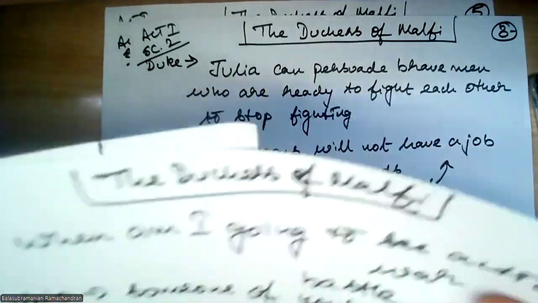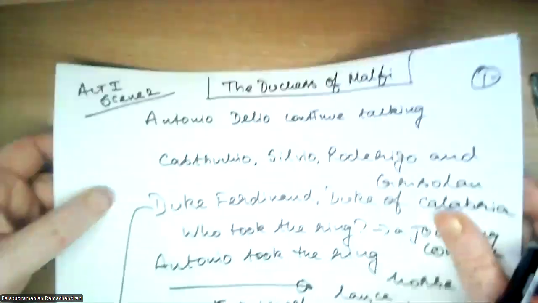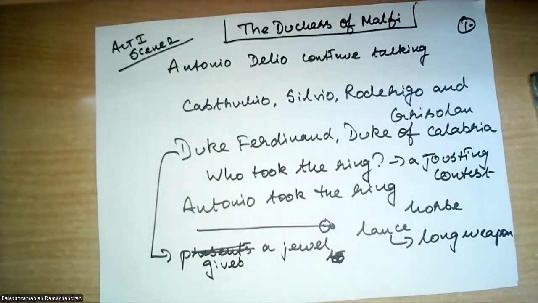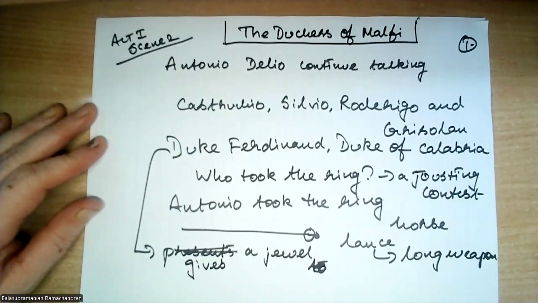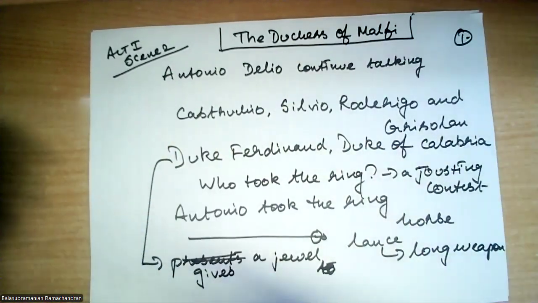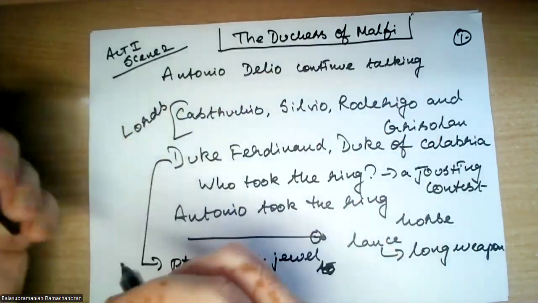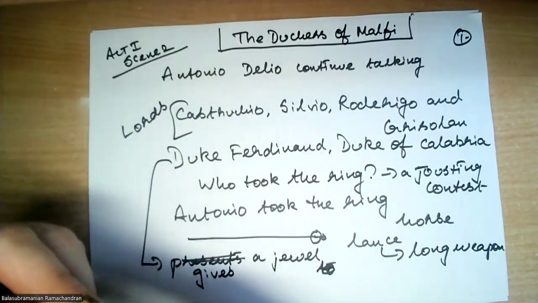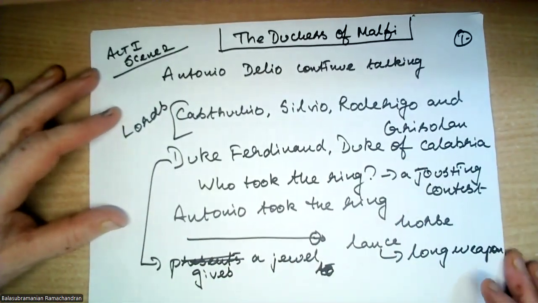We are looking at Act 1, Scene 2 of The Duchess of Malfi. And we saw that Antonio and Delio continue to talk, and we are introduced to some more characters inside the play. Castruccio, Silvio, Rodrigo, and Grisolan, who are actually lords and who come under the Duke Ferdinand, who is the Duke of Calabria. Calabria is in southern Italy.